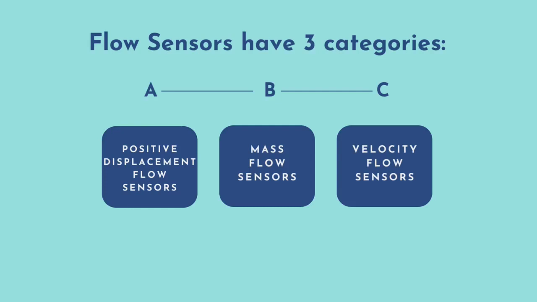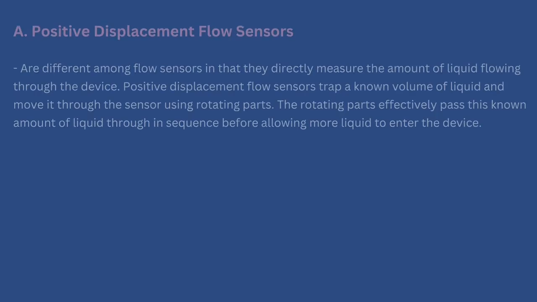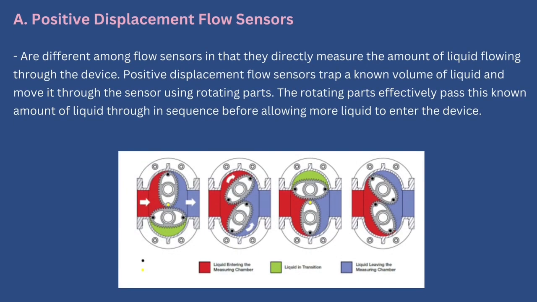One of them is positive displacement flow sensors. These sensors are different among flow sensors in that they directly measure the amount of liquid flowing through the device. Positive displacement flow sensors trap a known volume of liquid and move it through the sensor using rotating parts. The rotating parts effectively pass this known amount of liquid through in sequence before allowing more liquid to enter the device. So this is the illustration of how positive displacement works.